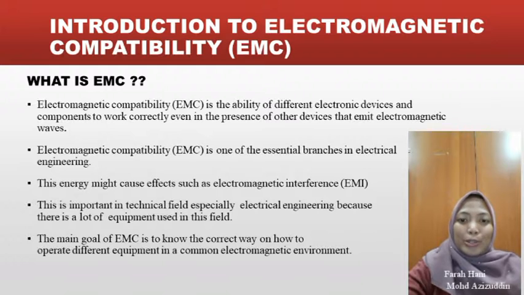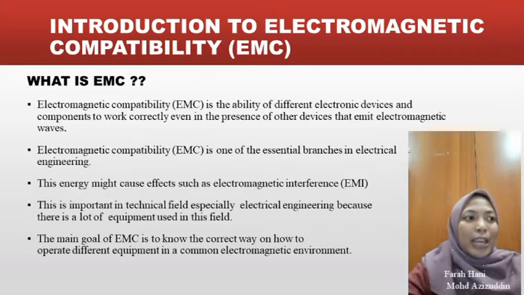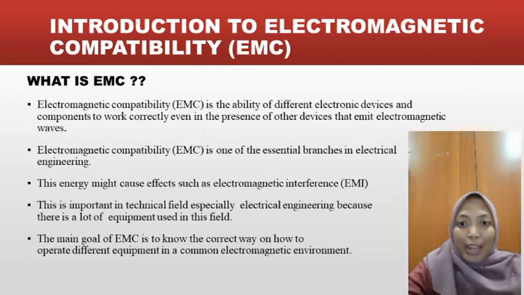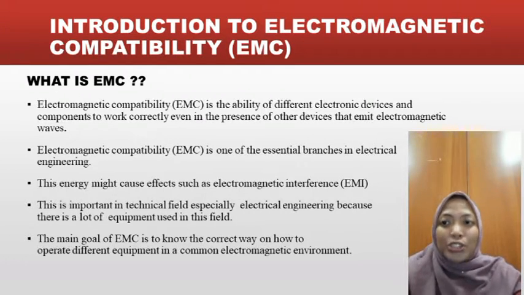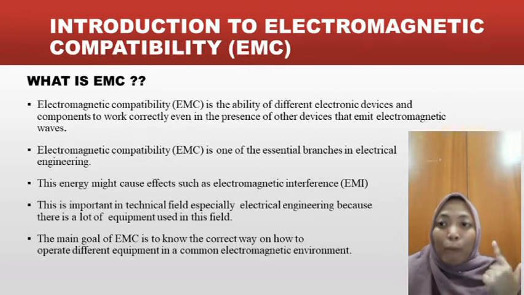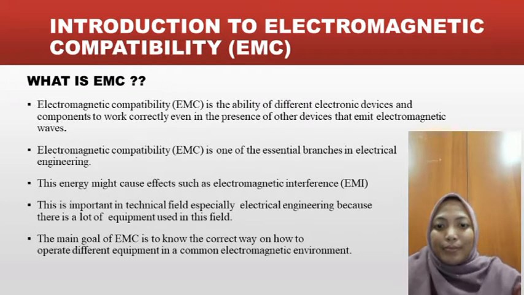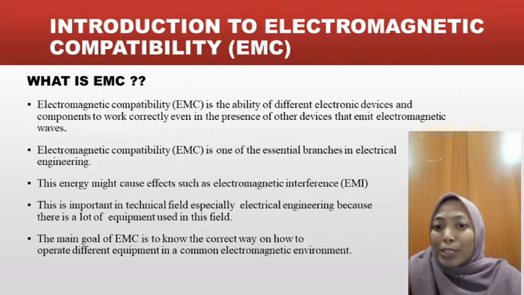Now I will present the introduction to electromagnetic compatibility, also known as EMC. So what is EMC? EMC is the ability of different electronic devices and components to work correctly even in the presence of other devices that emit electromagnetic waves. EMC is also an entire branch of electrical engineering which is concerned with the generation, propagation, and reception of unwanted and unintended electromagnetic energy. This energy might cause effects such as electromagnetic interference, also known as EMI, and operational equipment might as well be damaged because of the energy.